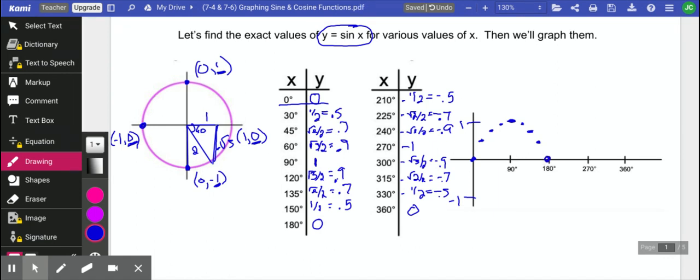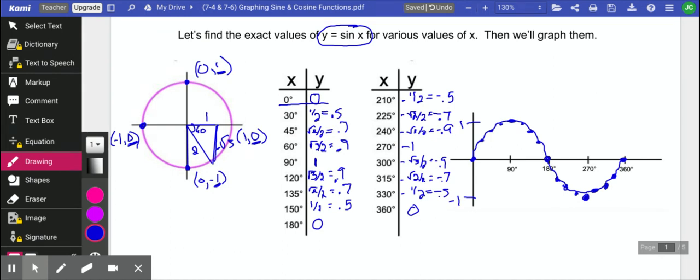And then we're going to keep going on the next side. 210 is -1/2. 225 is -0.7. 240 is -0.9, and then 270 is -1. And then 300, -0.9. 315, -0.7. 330, -1/2, and 360 is 0. So you can see from this, the graph that we get looks like that.